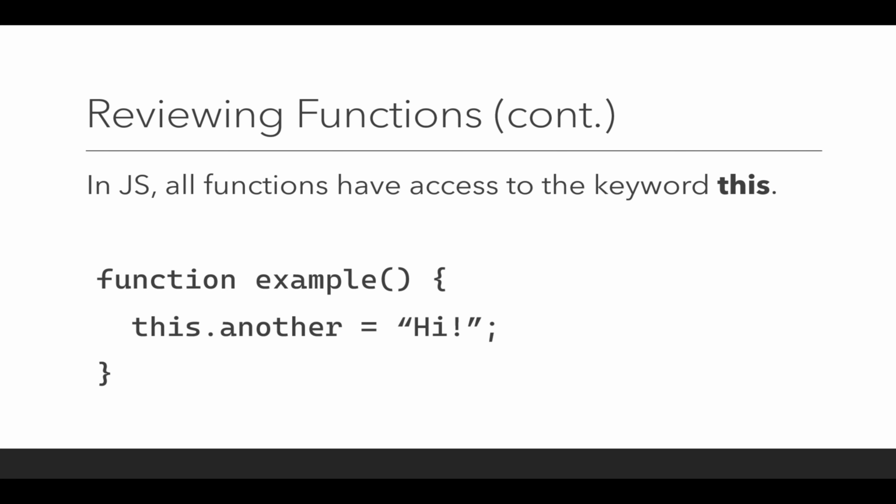So inside of a function, this dot a property name, in this case, this dot another, the another is a property of the function example. The this refers to the function example. The this refers to the thing it is within.